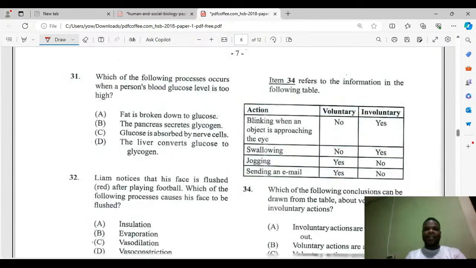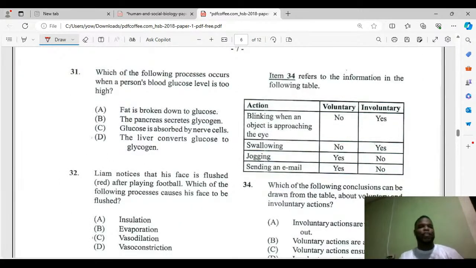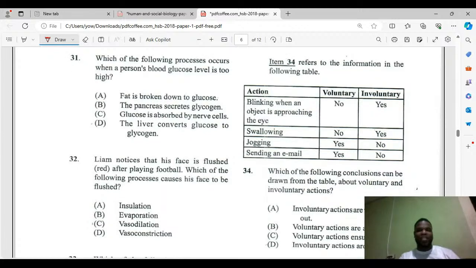Next, which of the following processes occur when a person's blood glucose level is too high? The fat is broken down into glucose. The pancreas secretes glycogen. Glucose is stored by the nerve cell. The liver converts glucose into glycogen. Again, that's a repeat question. Let's go, 31.